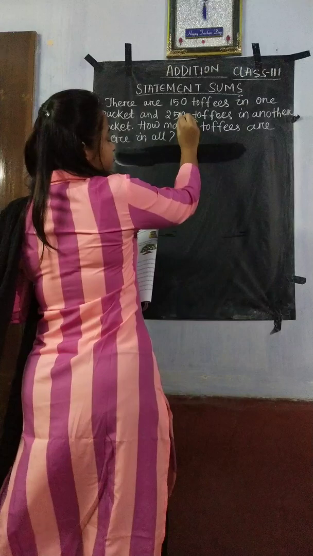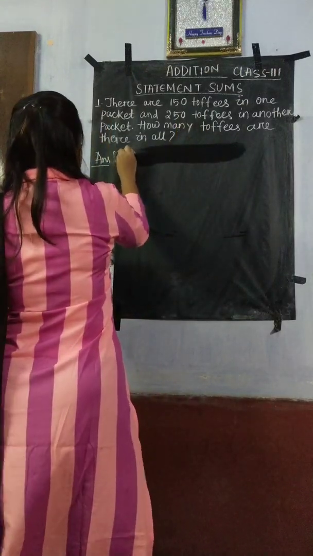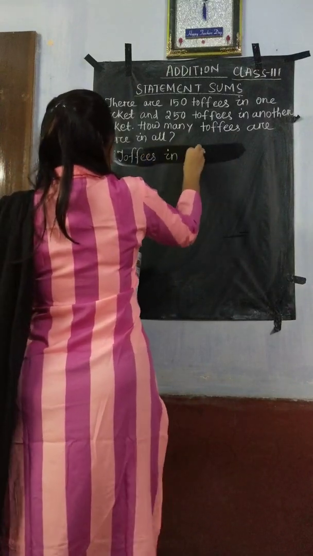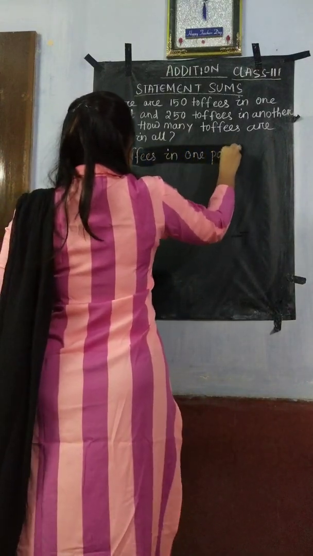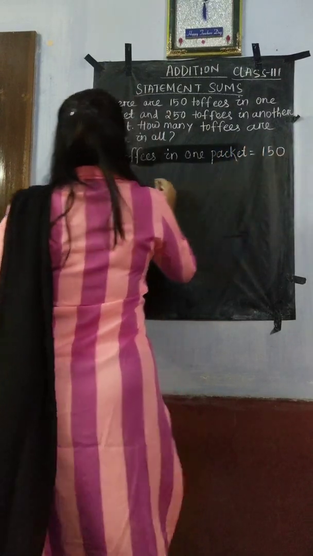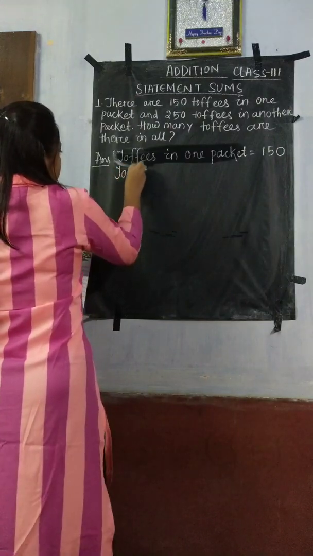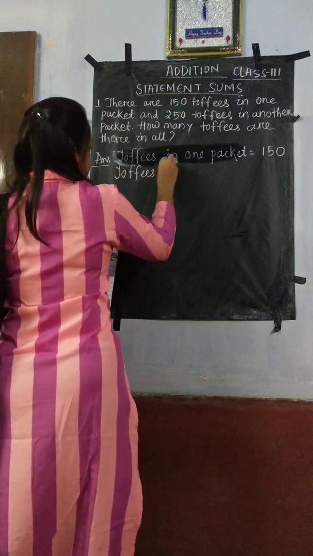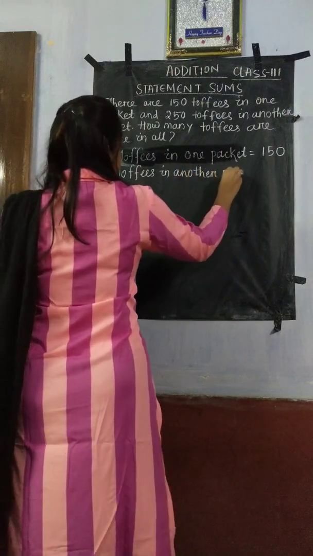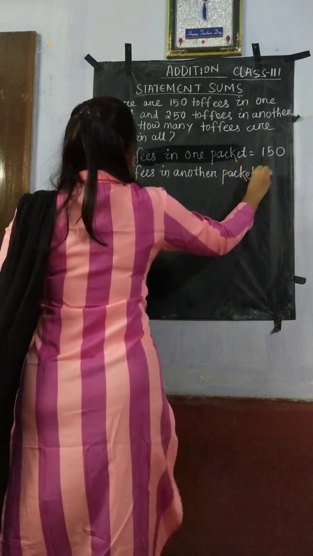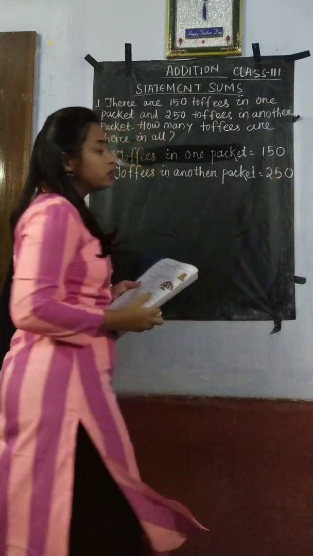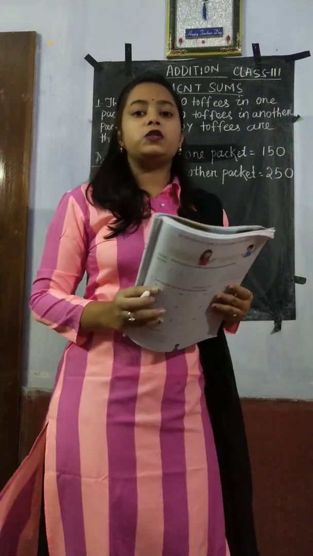As it is given, 150 toffees in one packet, so we will write toffees in one packet is equal to 150. Then toffees in another packet is equal to 250. So children, to find out the total number of toffees, we have to add them.